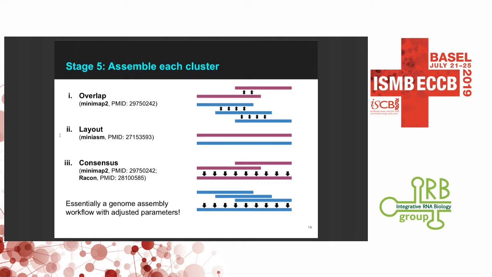After all the reads have been clustered, we could assemble the reads in each cluster separately. And this is done in an overlap-layout-consensus manner, and this is often seen in many reference-free genome assembly algorithms. So in RNA-Bloom, the overlap step, so this is the overlap of the nanopore reads, is done using Minimap2, and the layout of the overlapping reads is generated with miniasm. And finally, the consensus of the sequences is generated with Minimap2 and Racon. So essentially, this is basically just a genome assembly workflow with some adjusted parameters.